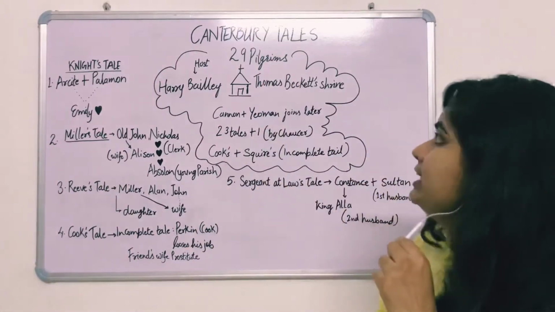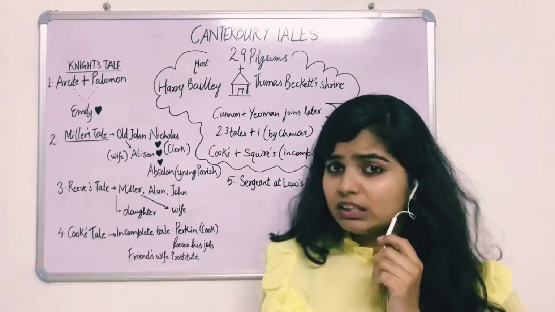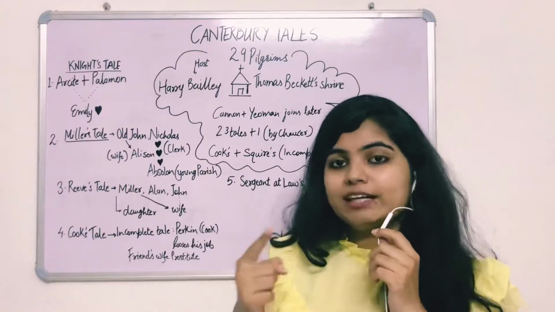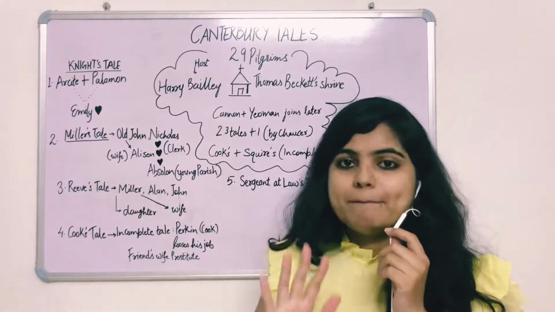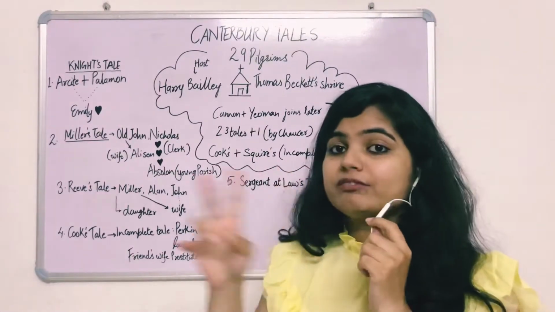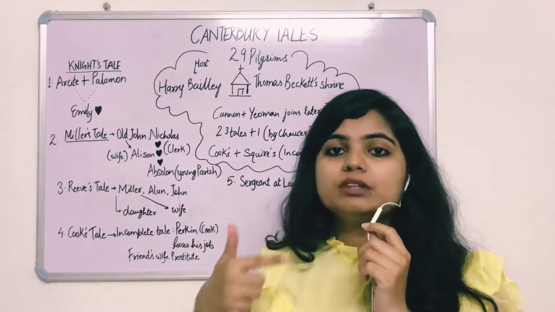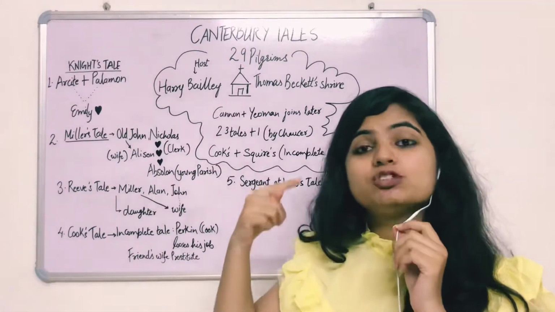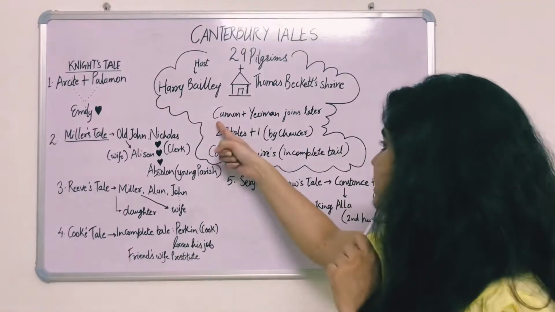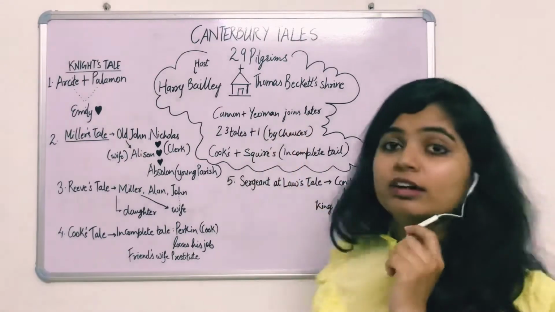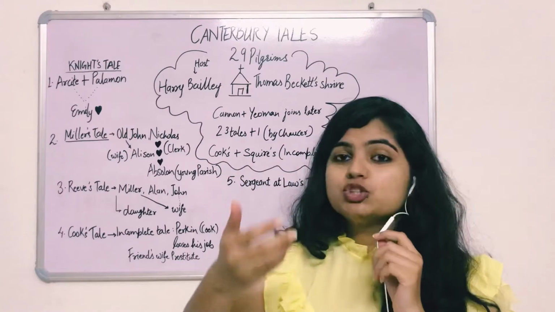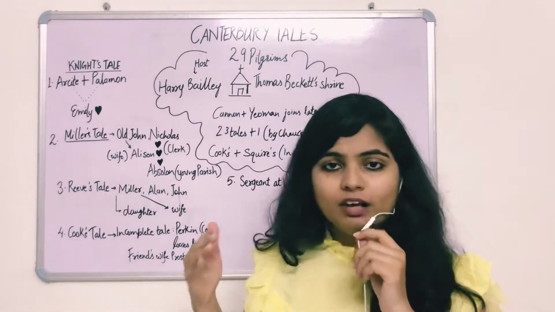So Canterbury Tales has 29 pilgrims, apart from Chaucer. If we include Chaucer, that means there are 30 pilgrims. But in some books, you will be told that there are 2 more pilgrims who are not included in the original journey. Who were they? They joined the pilgrimage later, and they are the Canon and the Yeoman. Canon and Yeoman were the later characters who joined the journey to Canterbury, right?